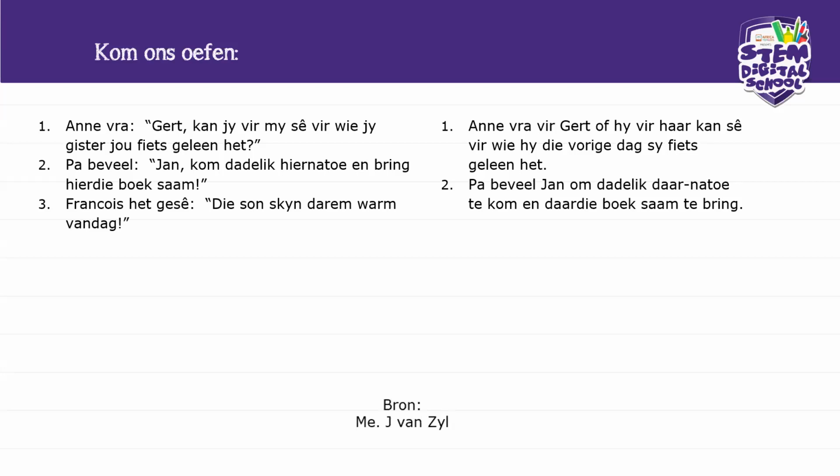Lanla, do you want to give it a go again? Remember now in the indirect speech, when we change the sentence, we are not going to use the exclamation mark. We can rather use a word then. Natalie, you want to give it a go?